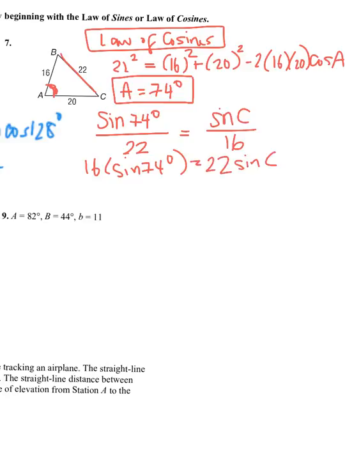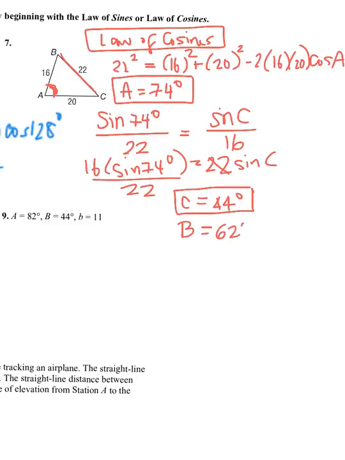And then divide by 22. Inverse sine both sides, and I get C is 44 degrees. All right, and 180 minus 74 minus 44 leaves me with a B of 62 degrees. Okay, let's go on to number 8.